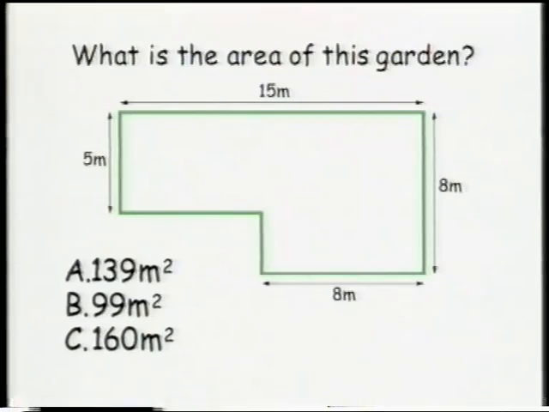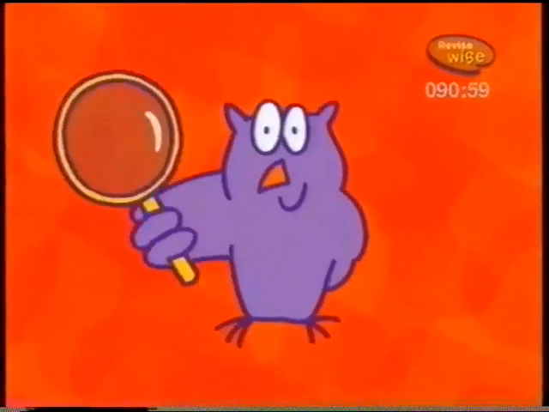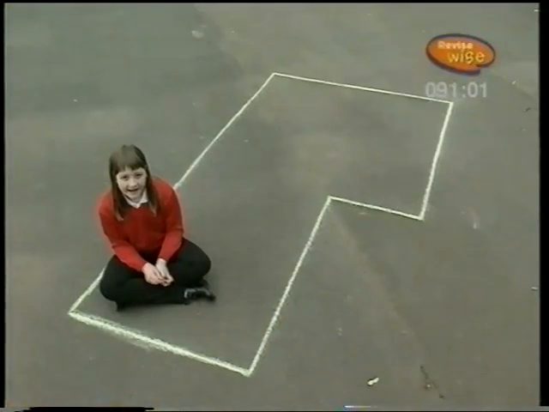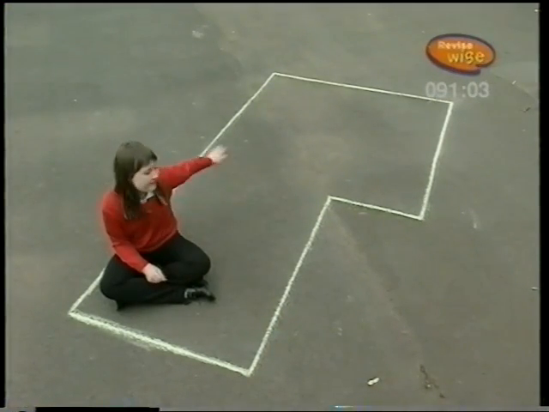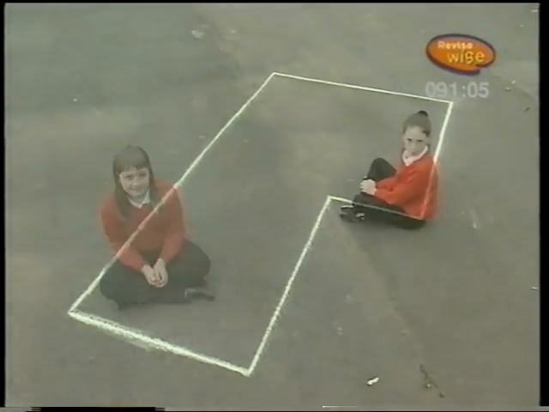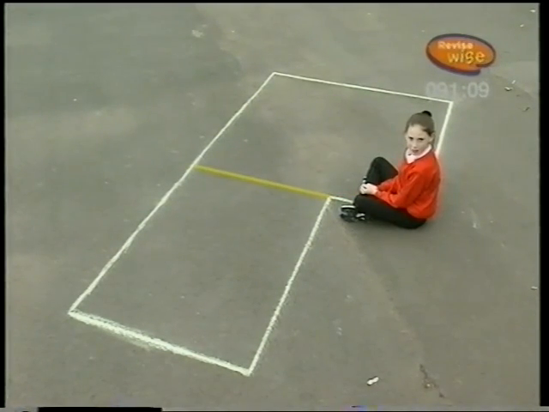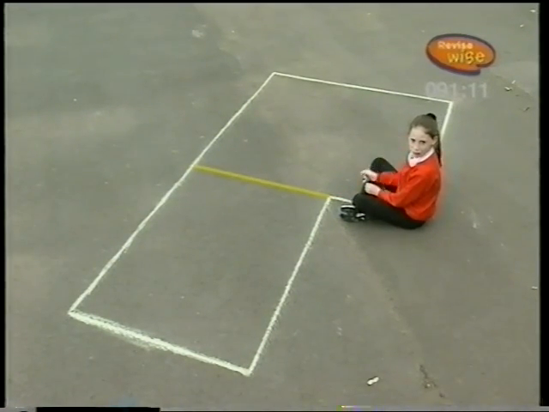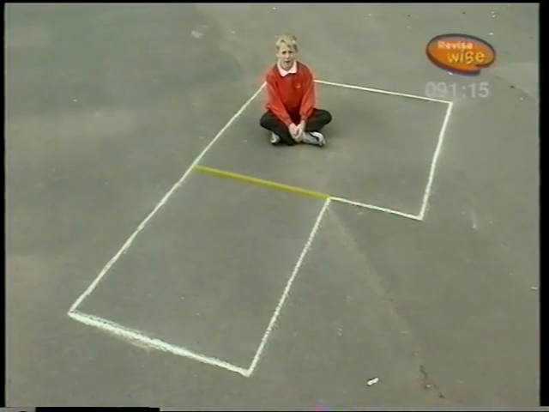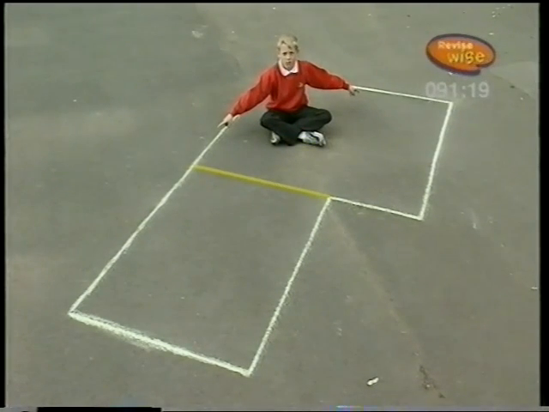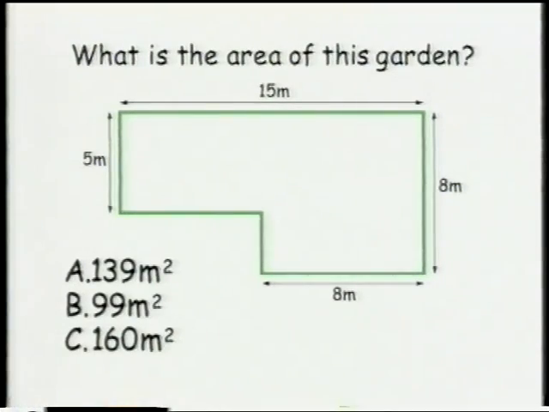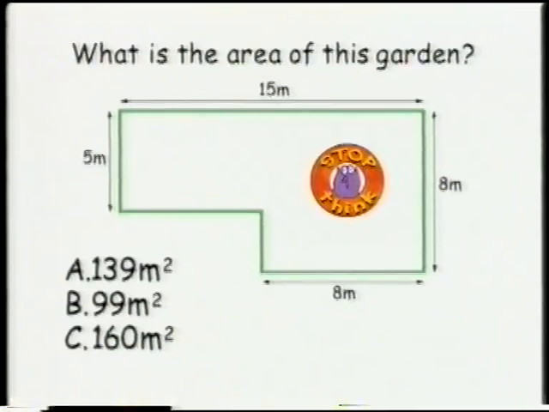Here is the maths team with some clues to help you. The area of a shape is the amount of surface it covers. Split the shape into 2 rectangles. Find the area of each rectangle, then add them together. The area of a rectangle is its length multiplied by the width. So what's your answer now?